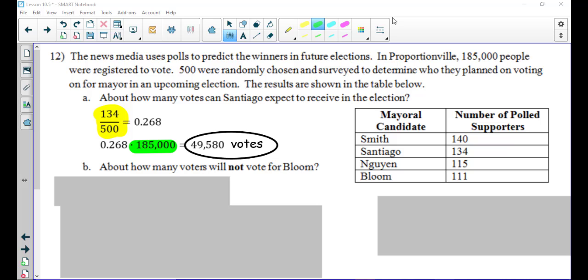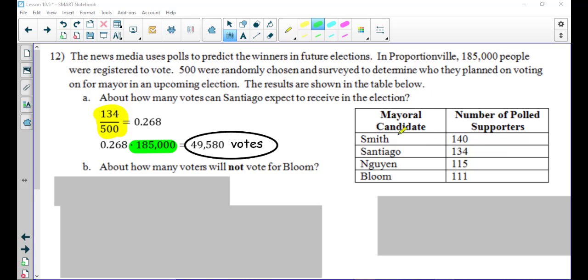Something to consider as we look at this situation: even though we have 185,000 people who are registered to vote, they may not all choose to vote. So this prediction for the number of votes that Santiago or each candidate will receive might definitely differ, because if you pay attention to elections at all, it's often the case that only about 60 or 70% or even lower percentages of people turn out to vote, especially depending on whether it's a midterm election, a presidential election, a local election, and those kinds of things.